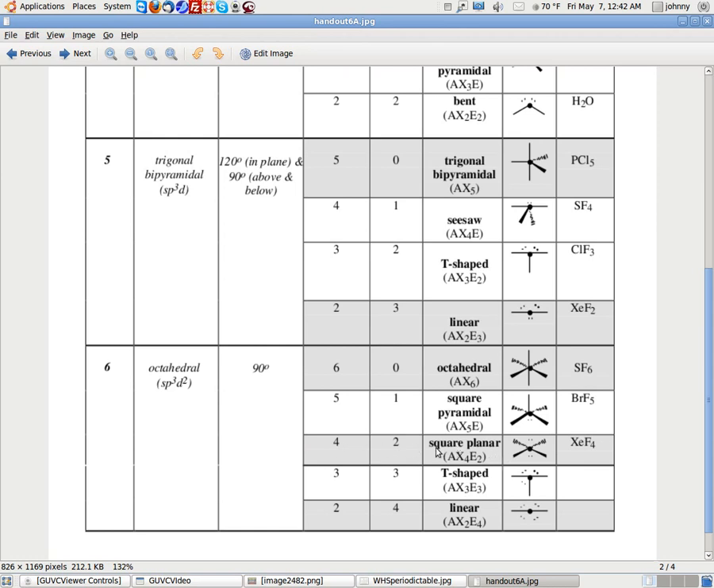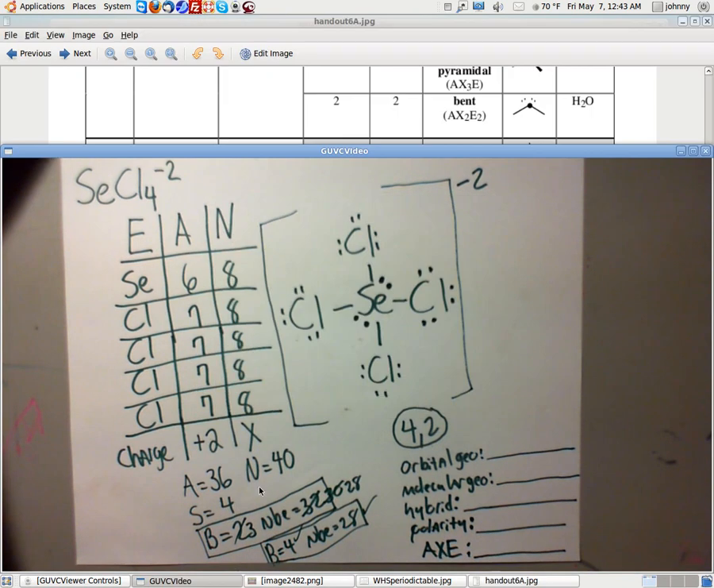We know that our orbital geometry, we need to find it. Orbital geometry, I'll make a list. Orbital geometry, molecular geometry, hybridization. What's another one? Polar, nonpolar. I'll just say polarity. And axis. Now, let's go ahead and try to get these filled in. Okay, I'll show you my piece of paper here in a second once I get my lines drawn so we can fill them in. Alright, here's my paper.